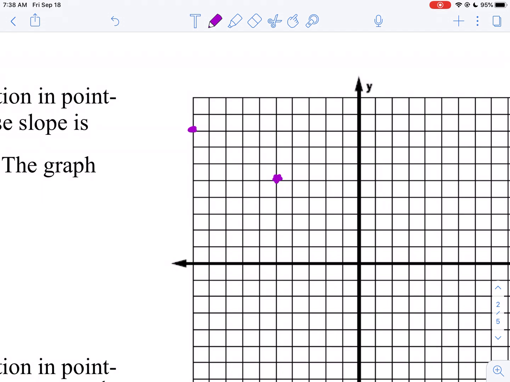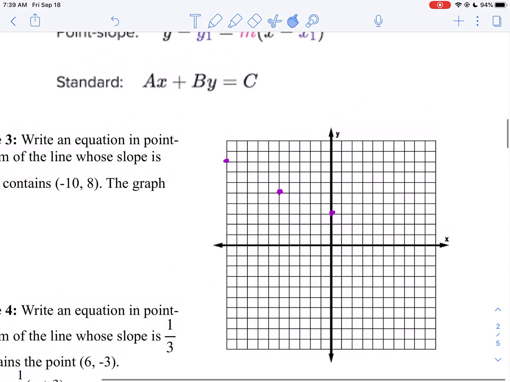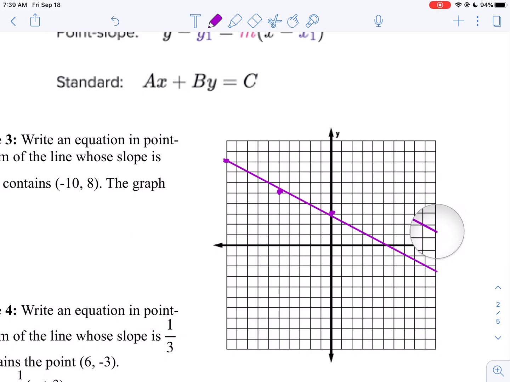We could do this forever. I could go down 3 more and over 5 more. But once you have 2 points, we know from our postulate that 2 points determine a line. So once you have 2 points, you can just draw your line. I like to draw the third one on the computer because I'm not very good at graphing. And there's your answer. Now let's write our equation.